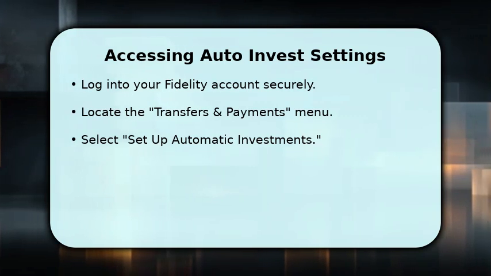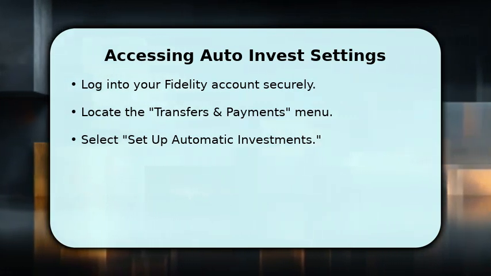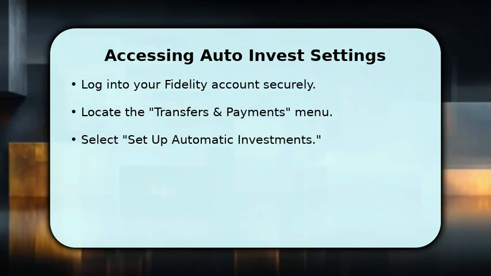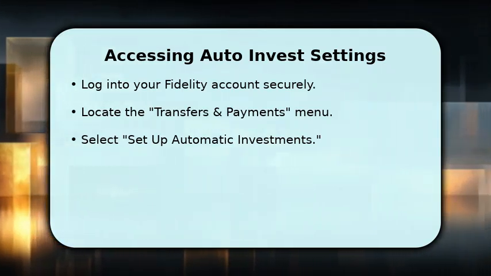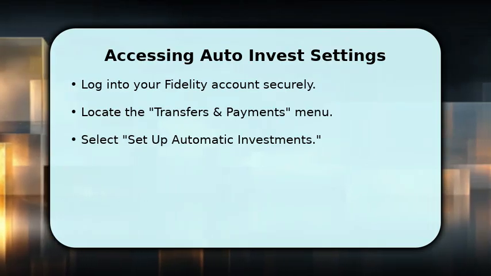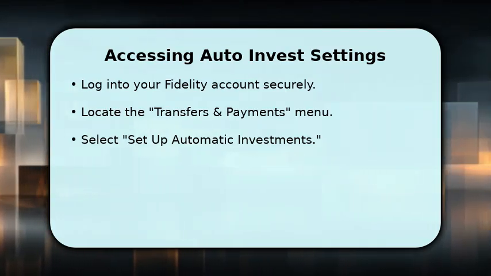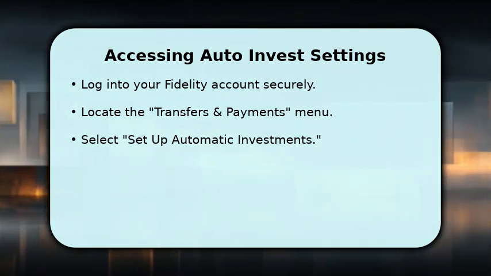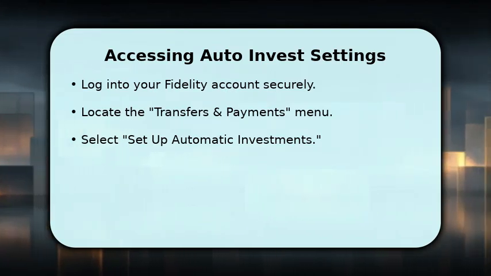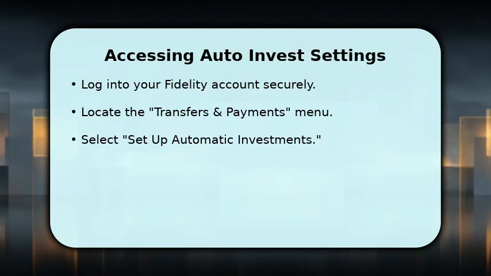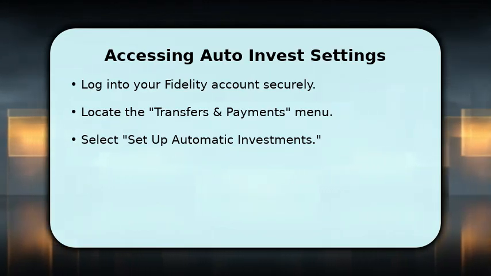First, you'll need to log into your Fidelity account on their website. Once you're logged in, navigate to the main menu. Look for the section labeled Transfers and Payments. This is where you'll find all the options related to moving money in and out of your accounts. From there, simply select Set up Automatic Investments to begin the process. It's a straightforward path to financial automation.